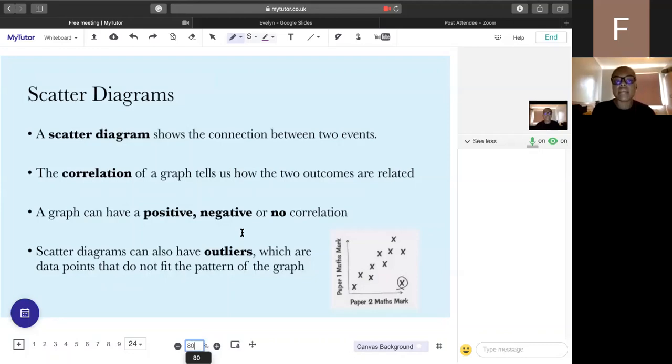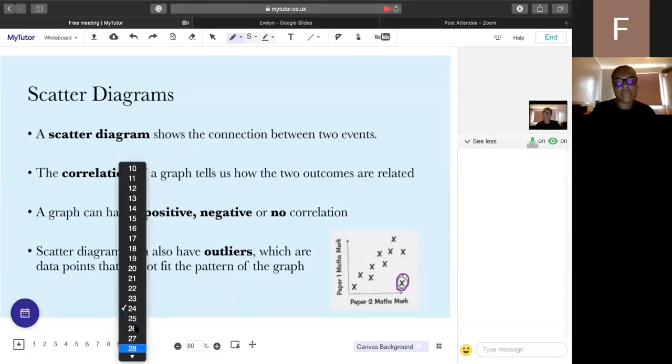Now, with scatter diagrams, you also should know what an outlier is. An outlier is just a point which doesn't necessarily fit the pattern on our graph. So for instance, this point down here doesn't suit the pattern of our graph. The pattern is going up, whereas this one is way towards the bottom right, which doesn't really look right. So that would be an outlier.